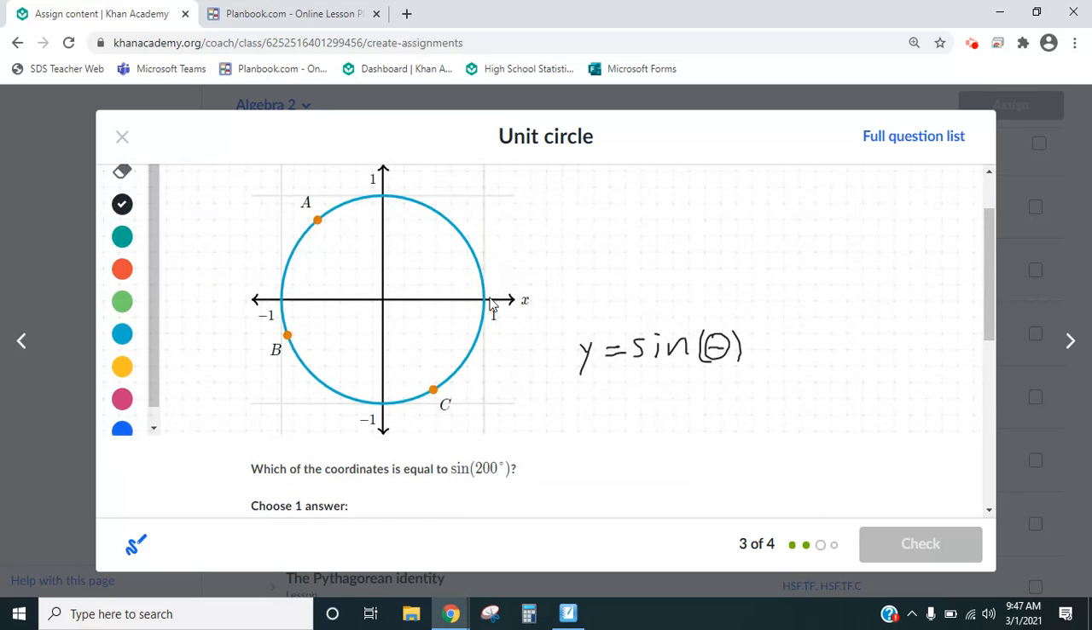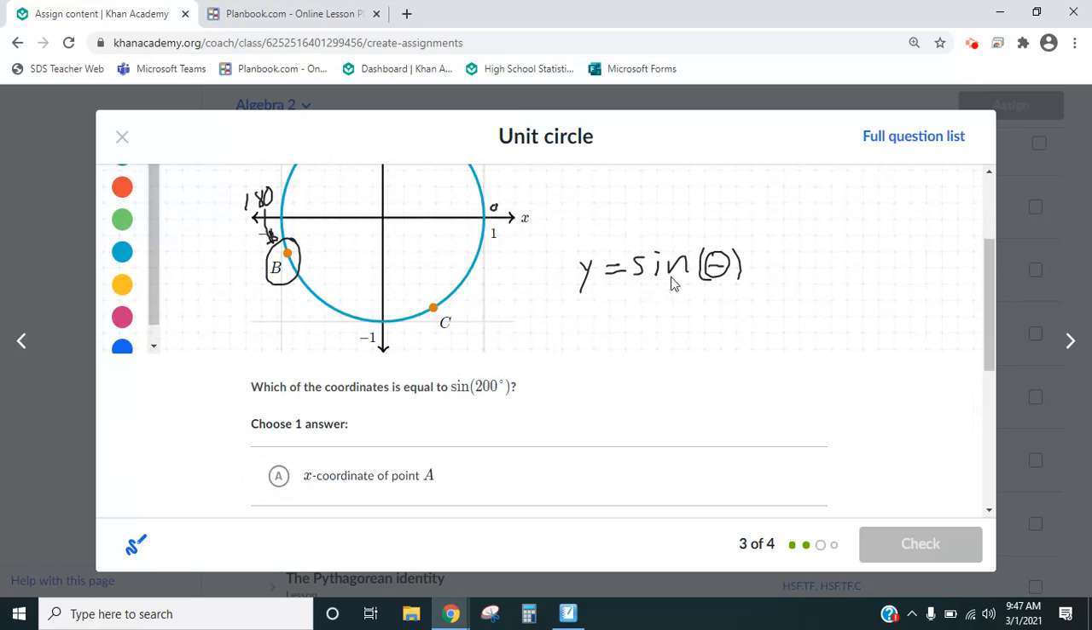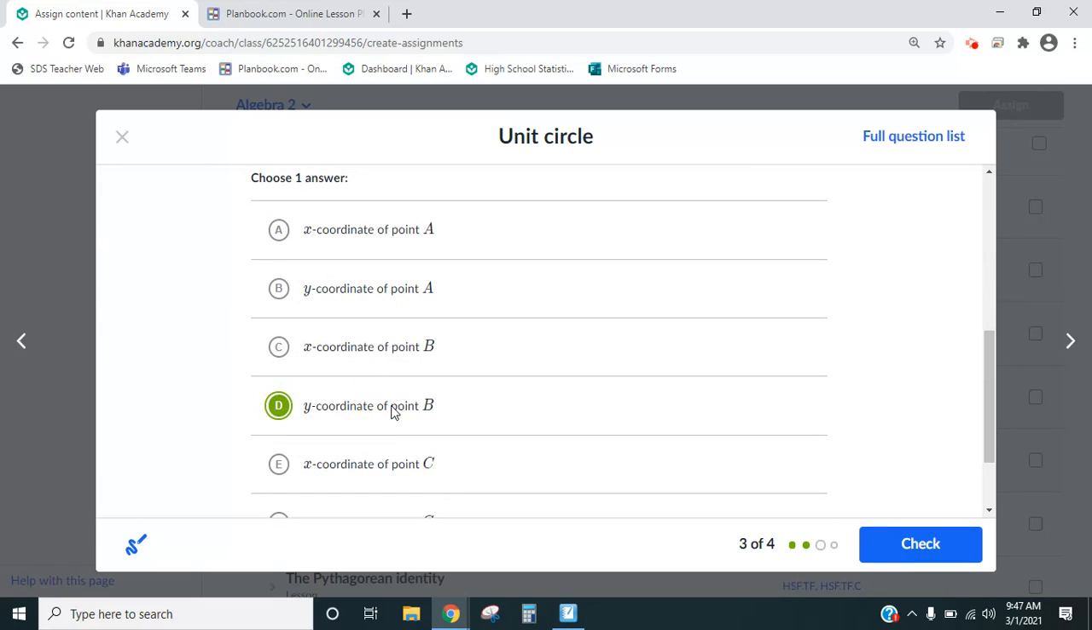So 200 degrees, there's 0, there's 90, this is 180. 200 would be just a little bit past, right? 270 would be too far. So if we look at point B, that's the point we're interested in. So the sine, which is what they're asking for, is the y coordinate of point B. That's a little confusing. We're going back and forth between what's the angle and so forth.